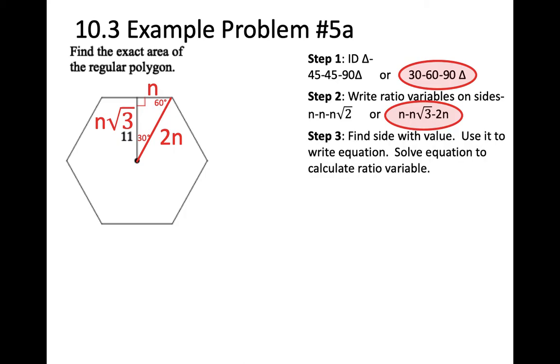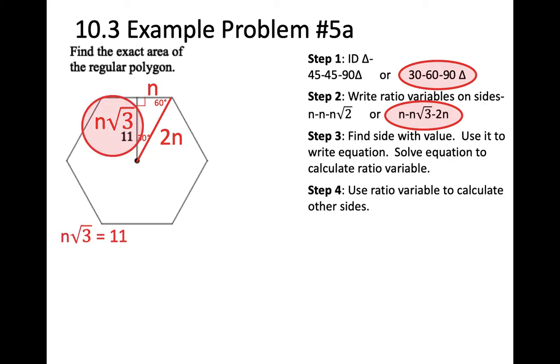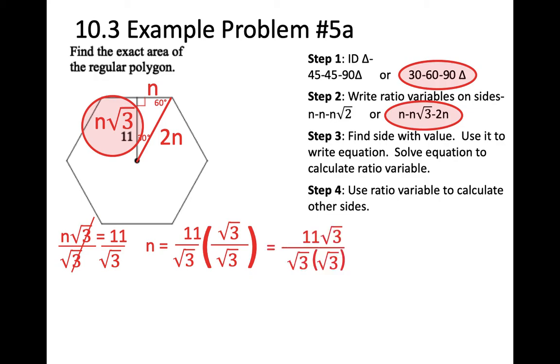Now I need to find a side with a value and use the equation. So I have n root 3 equals 11, so I can use that to solve the other sides. N root 3 equals 11, divide by root 3 on both sides. I end up with n equals 11 over root 3. I can't have a root in the denominator, so multiply by root 3 over root 3, and I get 11 root 3 as a numerator and root 3 times root 3 in the denominator, and the reason I multiplied by that is because root 3 times root 3 is of course 3.